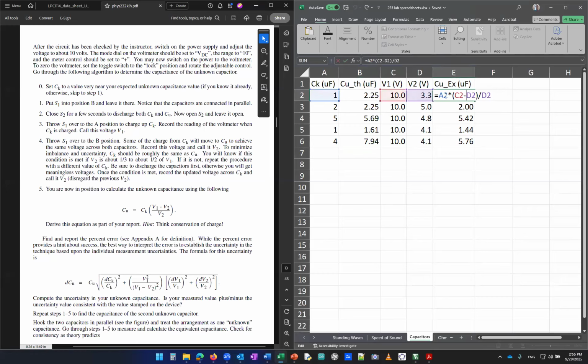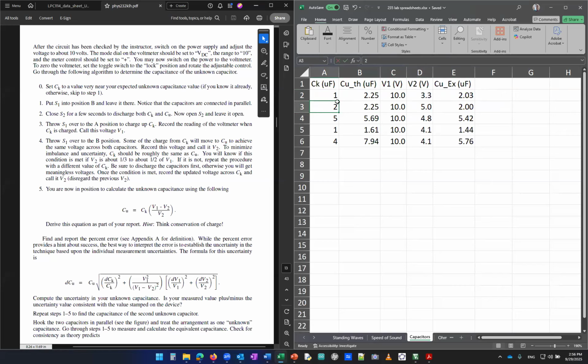Known capacitance, and then the 10 volts V1 minus the 3.3 volts, for instance, divided by that V2. In my experiment, I did two measurements of the smaller capacitor because, using a 2 microfarad, I barely made it to about 50% of the voltage. I'm supposed to go between 50% and 1/3, right? 33% of the 10 volts, and I got exactly 5 volts.